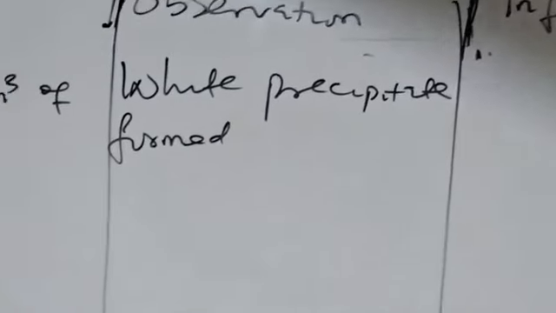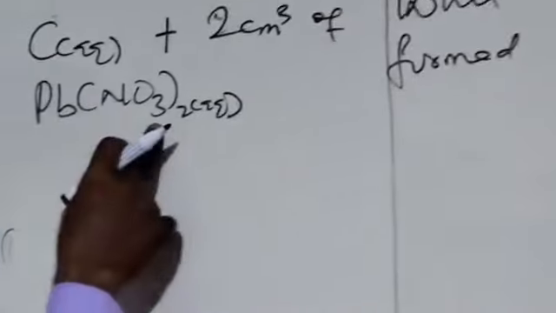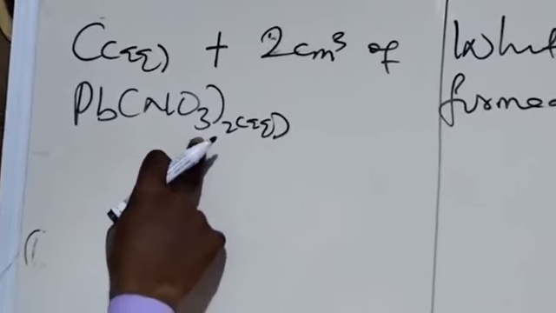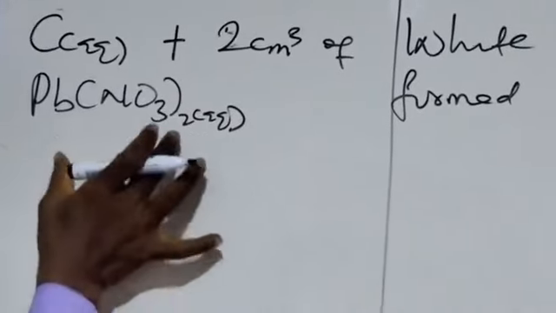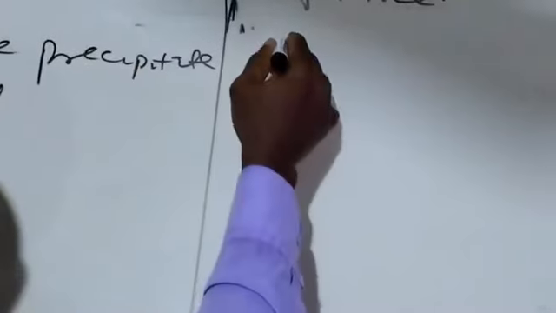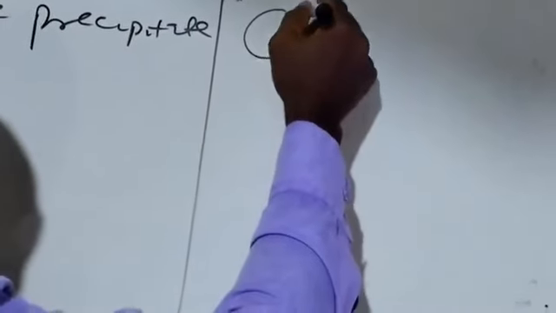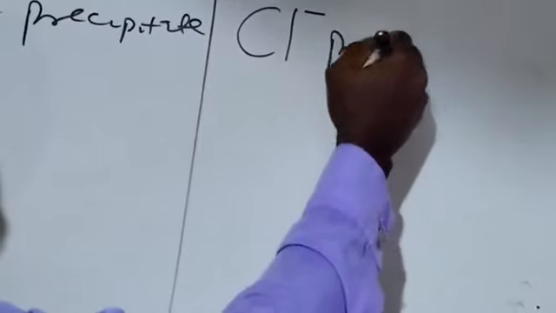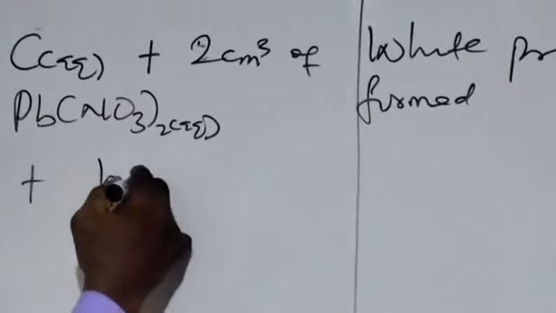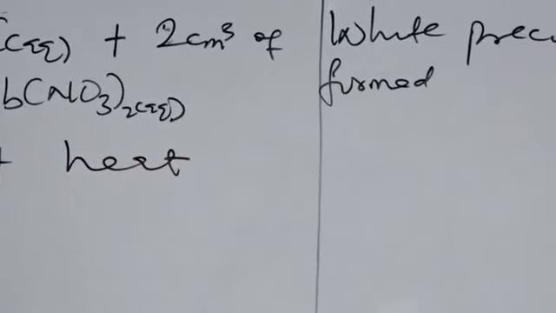In that place, the test will be using silver nitrate, HNO3 and ammonia, but they can still tell you to use lead nitrate in place of them. So when you add lead nitrate, you write white PPT formed, and here you write chloride ion present. The next thing, they will tell you to heat.